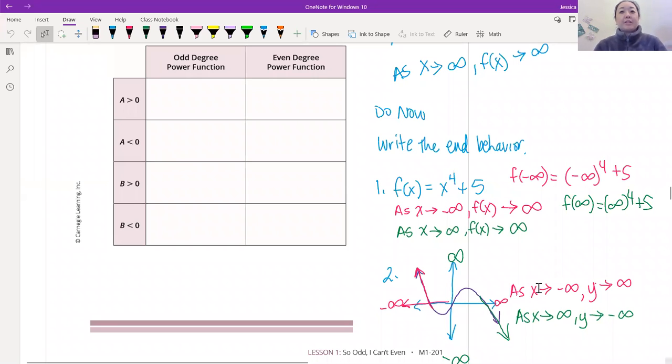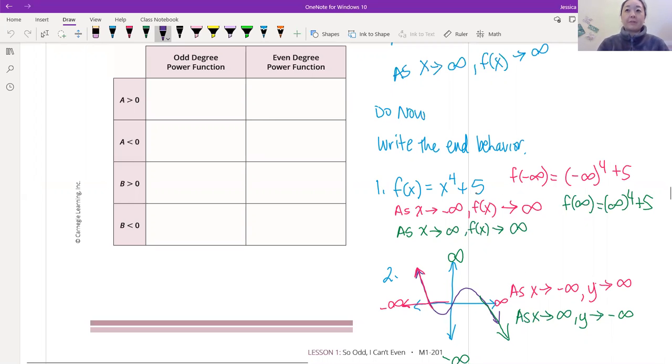Hi, everyone. So this is the end of the second part of So Odd I Can't Even. We're on page 201. Well, this is technically not on page 201 because this is our do now. And given these two functions right here, let me be purple today. So x to the fourth plus 5.